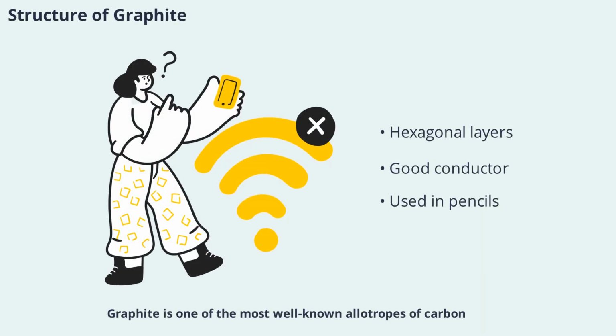Graphite is one of the most well-known allotropes of carbon. Its structure consists of layers of carbon atoms arranged in hexagonal patterns. These layers can slide over each other easily, making graphite an excellent lubricant and a good conductor of electricity. Graphite is used in pencils, batteries, and as a moderator in nuclear reactors. Its unique structure is key to its many applications.